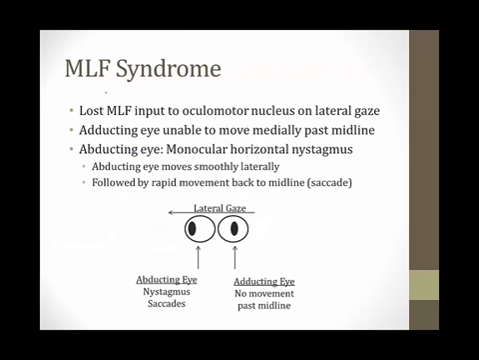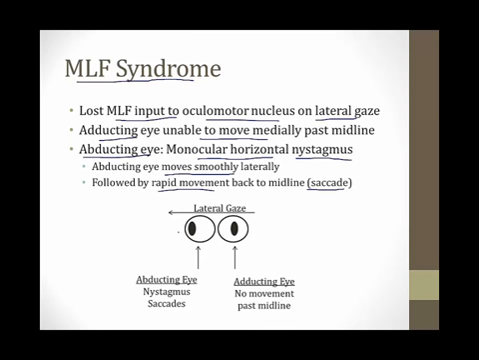An internuclear ophthalmoplegia occurs because of damage to the MLF. This is sometimes referred to as an MLF syndrome. This involves lost MLF input to the oculomotor nucleus on lateral gaze. The adducting eye, the eye attempting to move medially, will be unable to do so past the midline. You should also be aware that the other eye, the abducting eye, will develop monocular horizontal nystagmus. Nystagmus is repetitive eye movements, and this occurs because the eye moves smoothly laterally, but then the brain recognizes that the eyes are out of alignment, so there is a rapid movement back to the midline. This is called a saccade, and this leads to the development of rapid eye movements, which are called nystagmus.